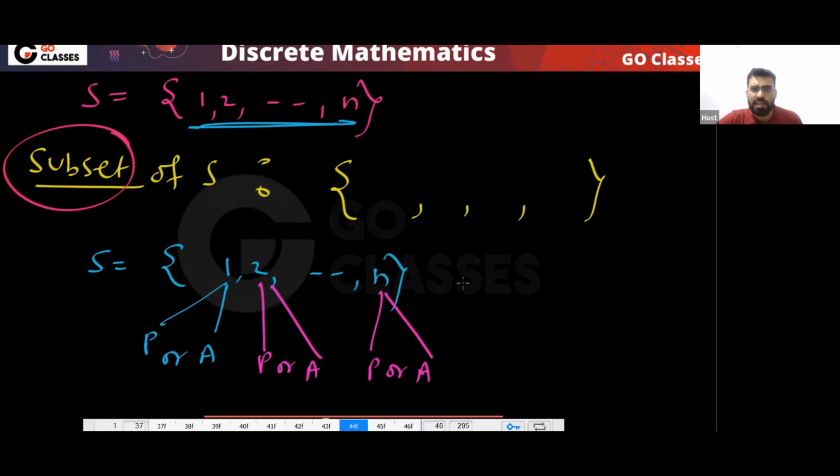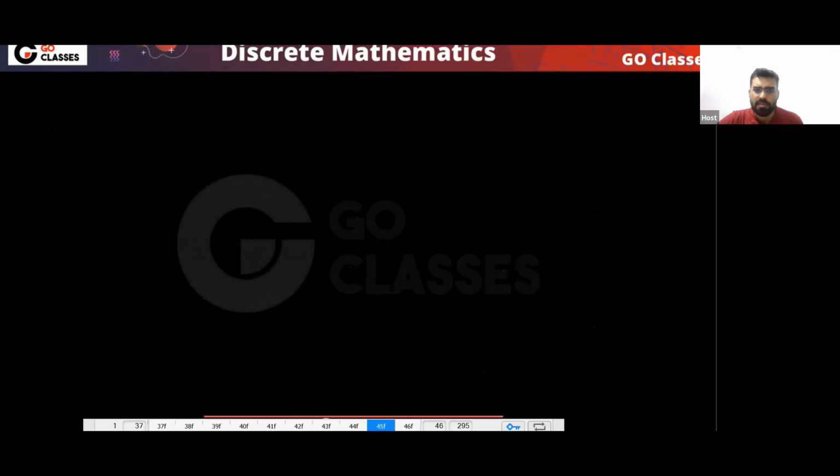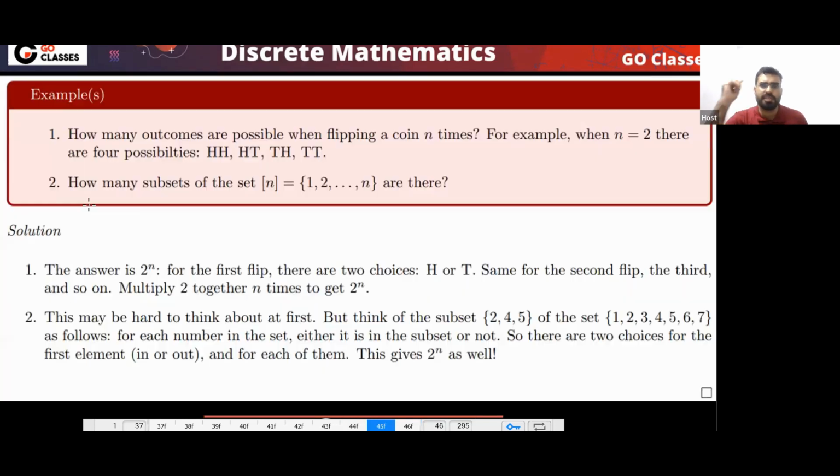So very simple. Finally, how many subsets can you create? The number of subsets will be 2 power n, because for every element we have two choices when creating a subset. Okay, let's see the next question. Is this clear? This we have also seen in the set chapter.